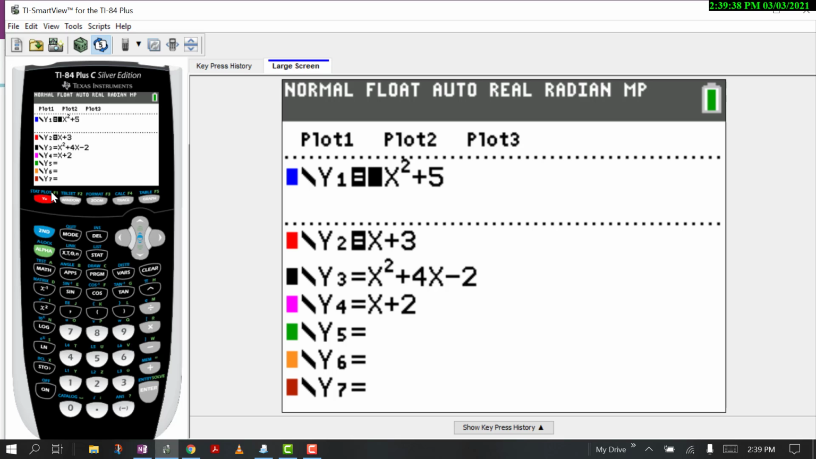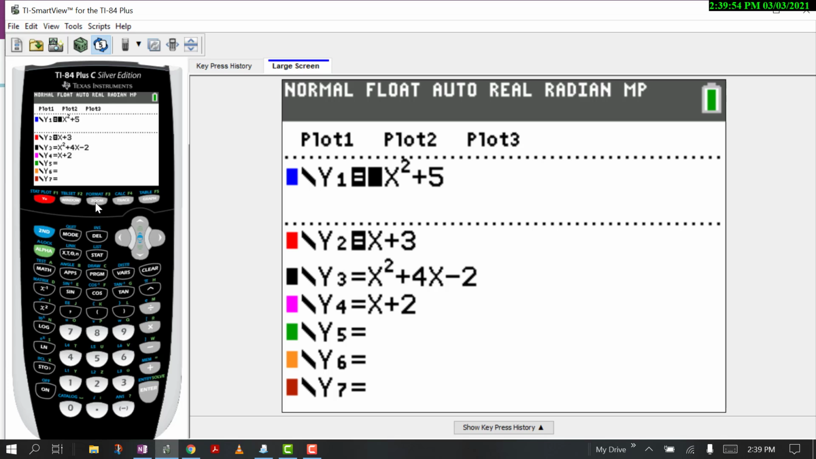I put them in y1 and y2. Doesn't matter where you put them. But I turned off the other equations because I don't want to see anything else except for those two. So we have those two highlighted. You can see the equal signs are highlighted.